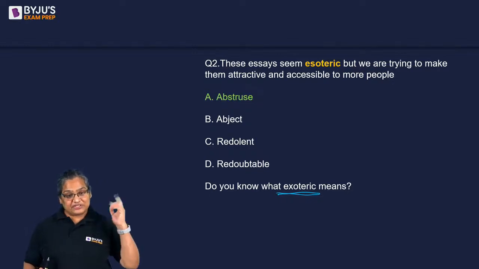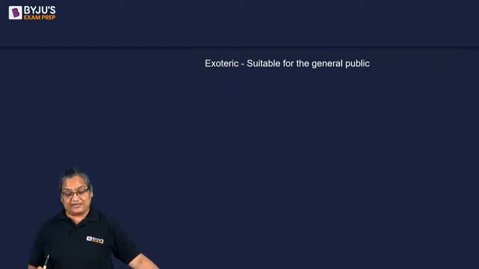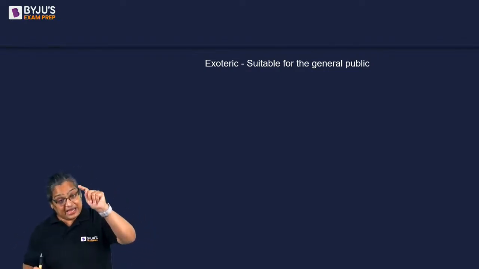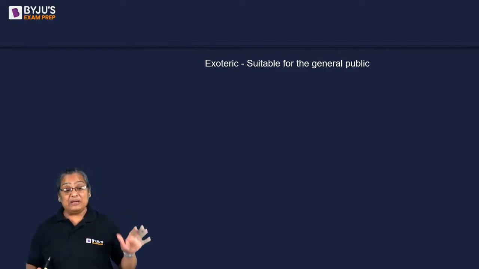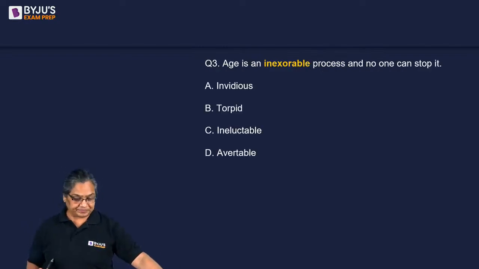It is the opposite of esoteric, Vedant. It is the opposite of esoteric. Something that a lot of people understand, suitable for the general public. Esoteric is something known only to a few people. But exoteric means known and suitable for the general public. All right? All right. Age is an inexorable process and no one can stop it.